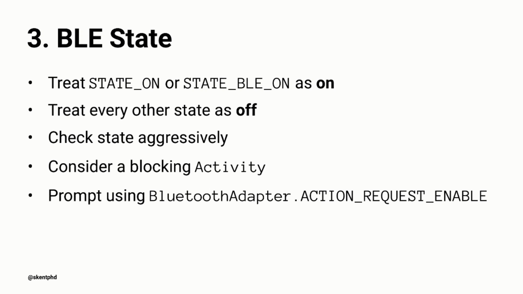And then if that is the case, if you decide to use a blocking activity, there's a really nice way for you to programmatically request that the user turn BLE back on. So if you prompt using an intent with this action request enable, the phone will handle prompting the user and sending them to the right place and switching BLE back on, and you don't have to worry about building any of that yourself. So that's nice.